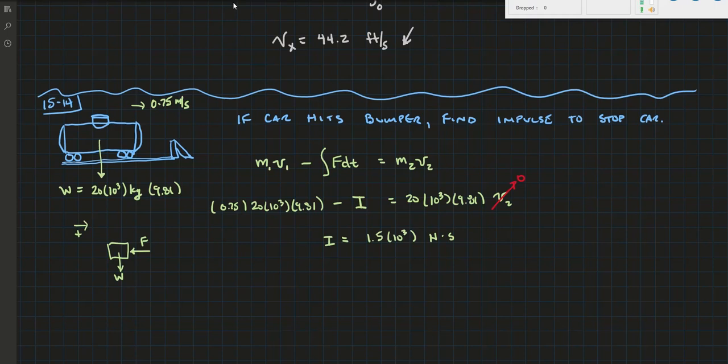So it's interesting to note that it doesn't matter what our bounds of integration are, this impulse is going to be the same. The difference is that if this has a little bit of spring to it and it takes a second or two to stop the vehicle, the impulse is still going to be the same. And that's that.